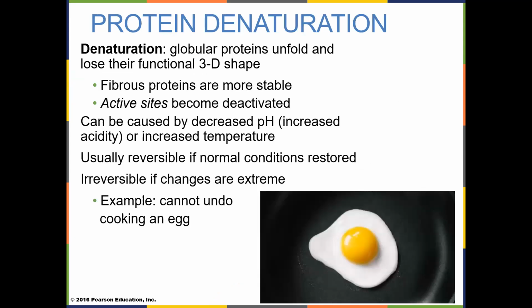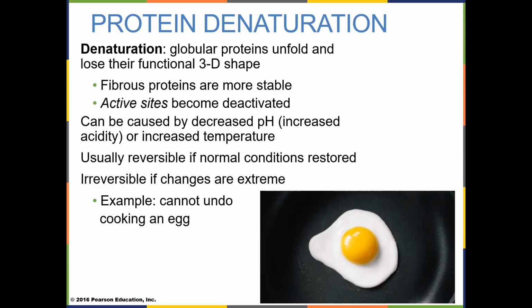Now, these globular proteins are very sensitive. They don't like changes in temperature. They don't like changes in pH. In fact, if they're exposed to a high temperature or a low temperature or to a pH that's out of their range, too acidic or too basic, they become what we call denatured. They unfold their shape. They can no longer function. They no longer have an active site for reactants to land on because they've unwound. The active sites are deactivated.